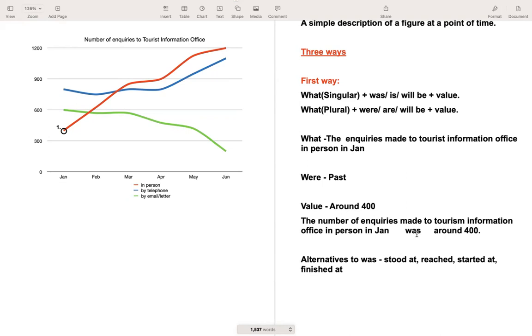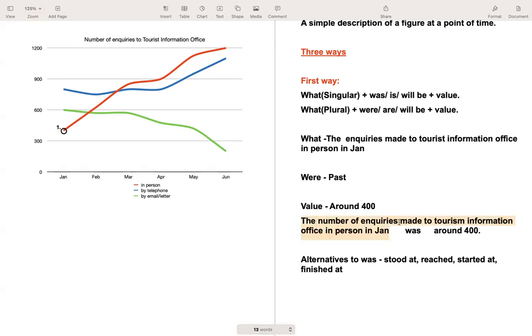So it can be a different sentence in that way. You can replace it with stood at, reached, started at, finished at. And of course, stood at is going to become stand at if it's present, and will stand at if it's future. Similarly, it's going to be reach if it's present, will reach if it's future, like that. So you have to make certain changes like that. But otherwise, that's the sentence structure.